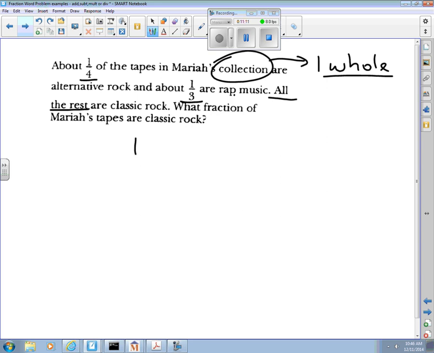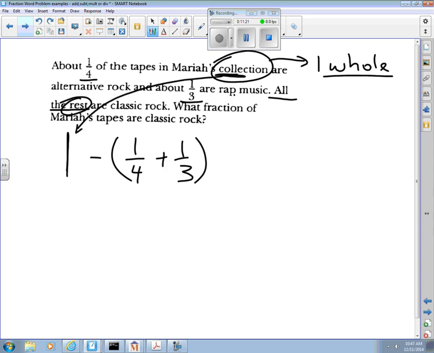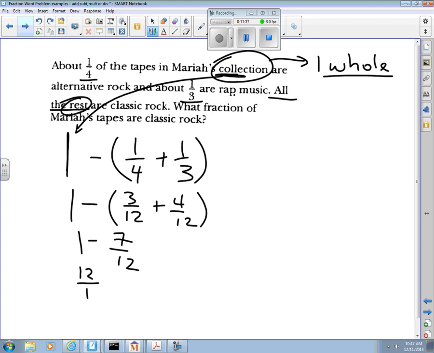So I think, well, 1/4 plus 1/3 is what I know, but I'm subtracting that amount from one whole so I can find the rest. In other words, the collection is my one whole thing. So this is actually kind of a BEDMAS situation. I have to do the order of operations, which says do what's in the bracket first. So that's 3/12 plus 4/12. So that's 1 minus 7/12. If you need to, you can think of that as 12/12. Or you can just think, how much would I have to add to 7/12 to get to one whole thing? Either way, you get 5/12 of her collection. Notice it says what fraction of her tapes are classic rock.